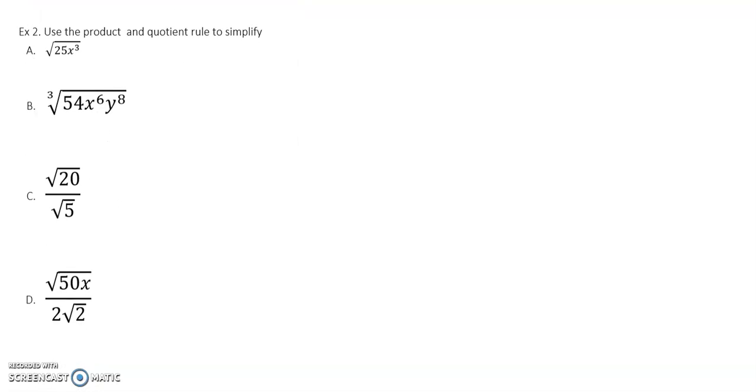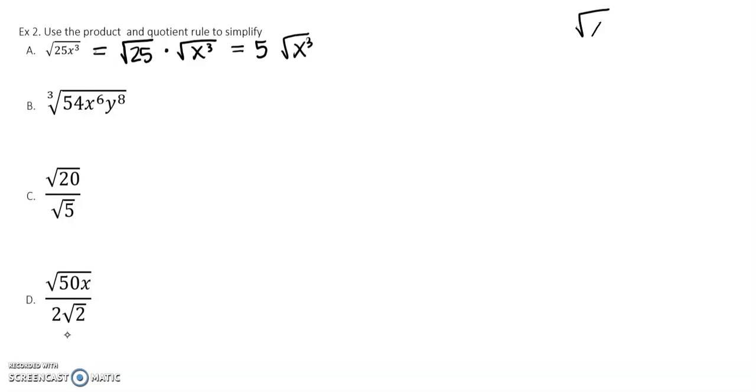So we're going to go ahead and simplify this. So you could rewrite this as the square root of 25 times the square root of x to the 3. And I know that the square root of 25, that's 5. But then I need to simplify the square root of x to the 3rd.